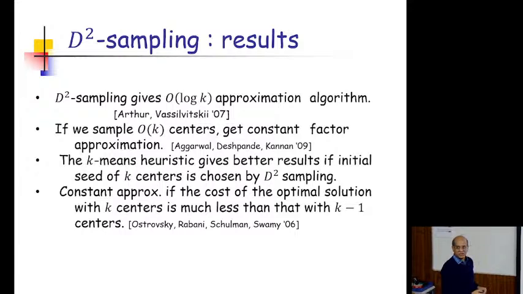And in general, many practical implementations of k-means use this as a starting point. So if you're running Lloyd's algorithm, then this would be a starting point for picking the initial seed. In fact, we know that if certain conditions are satisfied, then this gives a very good solution.